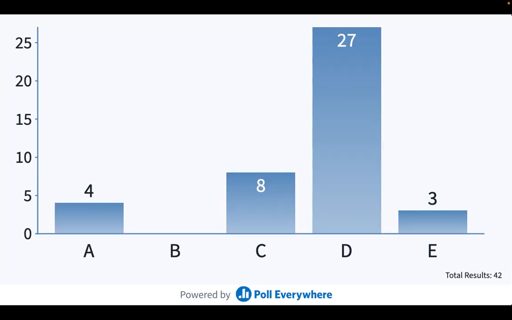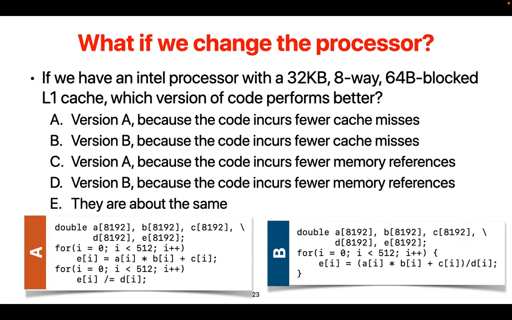All right, so now let's see, what do you guys think? Okay, now 27 of you think it's D. What's your name? Jared? Okay, do you want to be my friend? Good friend, what do you think? So, me and my partner weren't entirely sure. We thought it was D, just because when you're going through B, you're accessing all of the memory references of A, B, C, and D in the same iteration. But in A, you have to do that twice, so you're accessing E and D in the second loop, versus in B you're only doing that once.